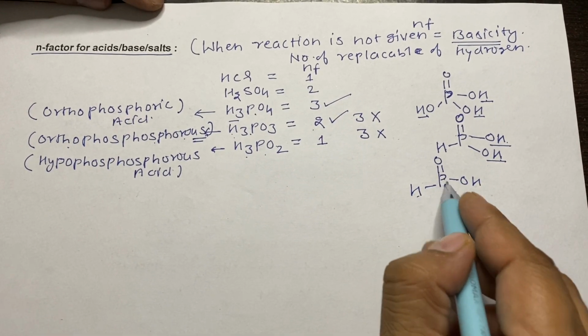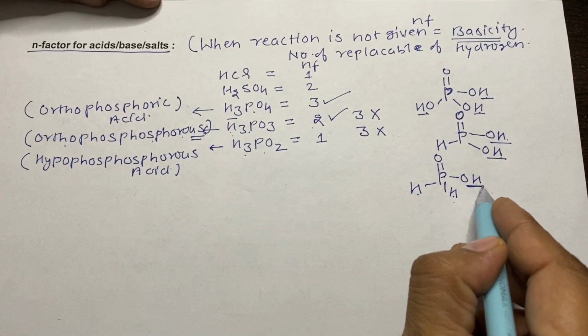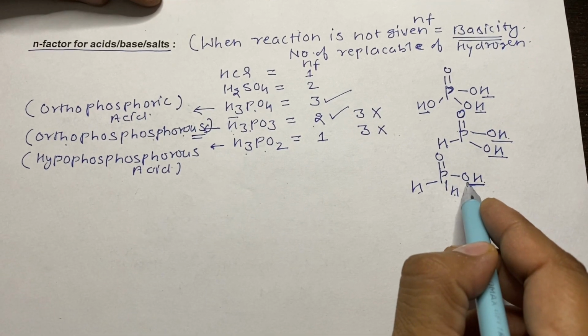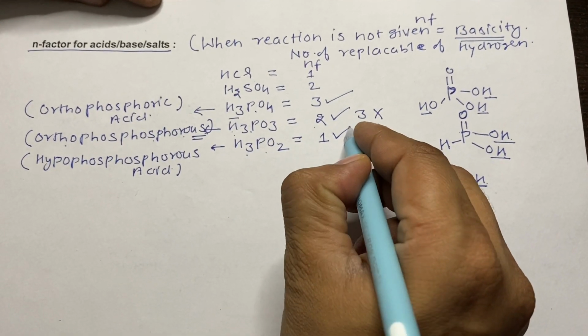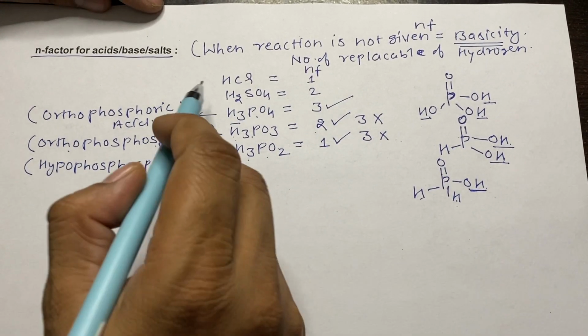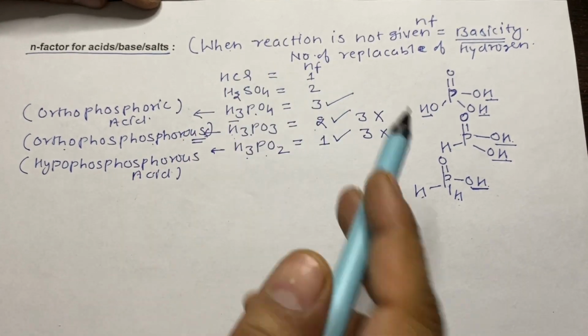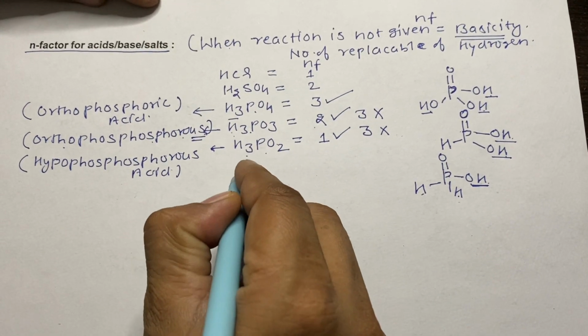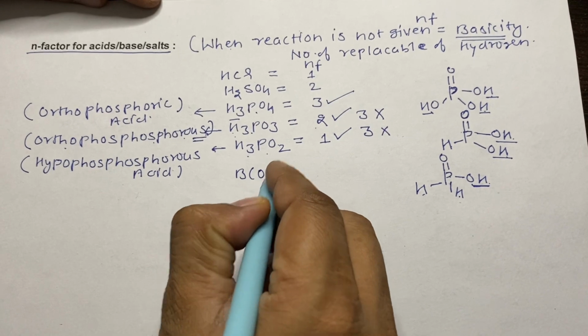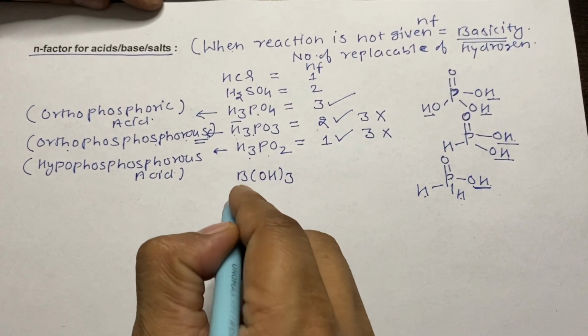Definitely here 2 P–H bonds are present, and one hydrogen is present which is replaceable. So n factor of H3PO2 will be 1. So this is the way when the reaction is not given we can find out the n factor. One more important example is B(OH)3, which is boric acid.